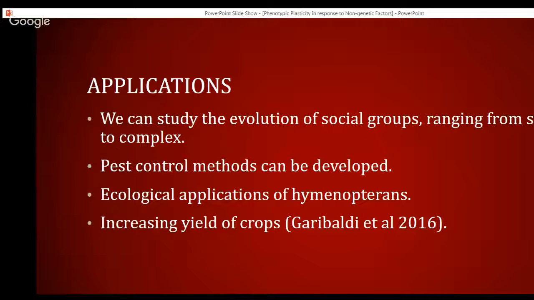Also, hymenopterans can increase the yield of crops. Honeybees have been of particular interest in recent years, as they aren't doing very well. By understanding how their castes develop and how they function as a whole, we can increase the yield of crops and possibly save the honeybee from further diminishing.